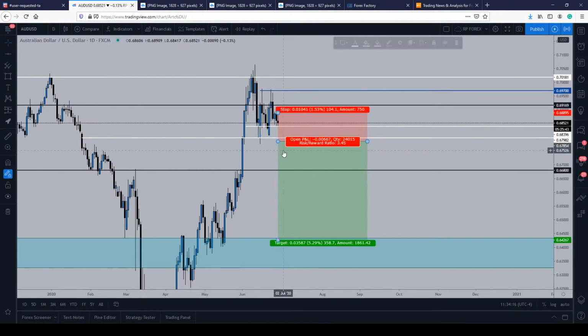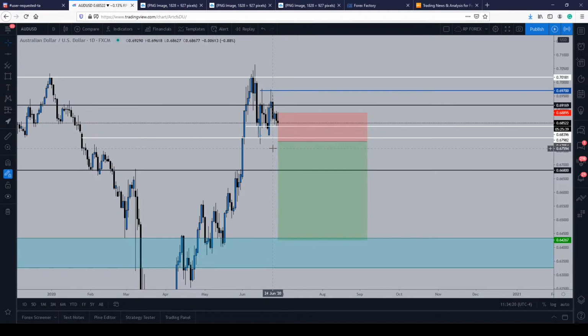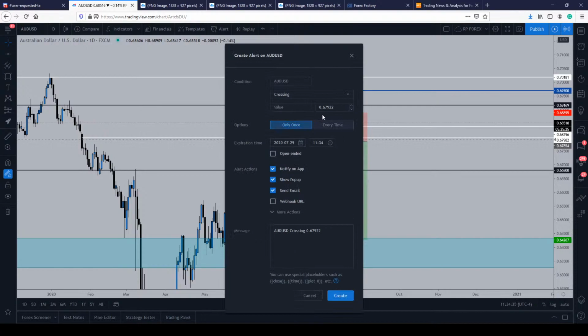So Aussie dollar, I'm bearish. Wait for 0.68 thousand to get cleared on the 4-hour time frame. Even though on the daily, the 4-hour closure is important. I think the daily will just kind of show you the trade in its entirety. So my alert will be 0.67900, so just 10 pips below, and then crossing down.